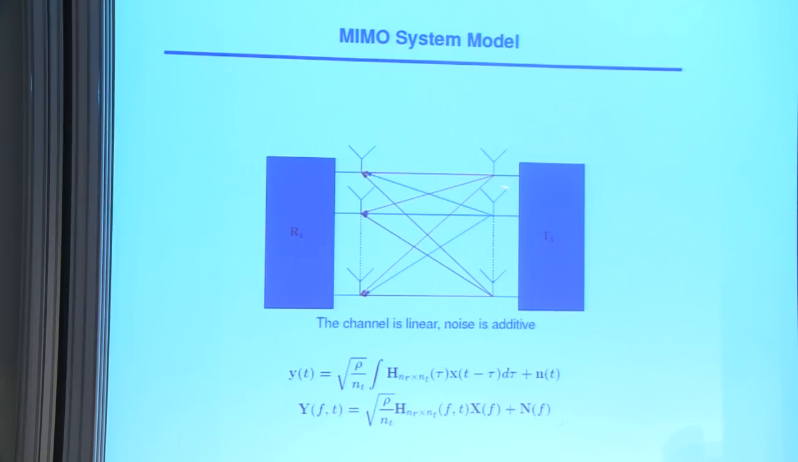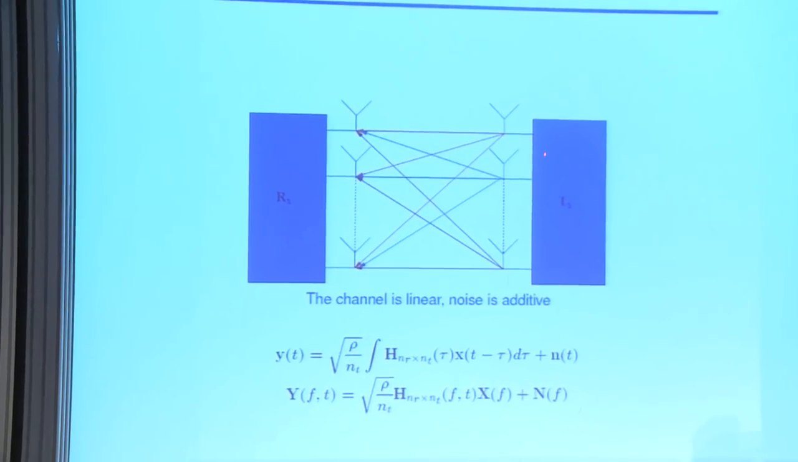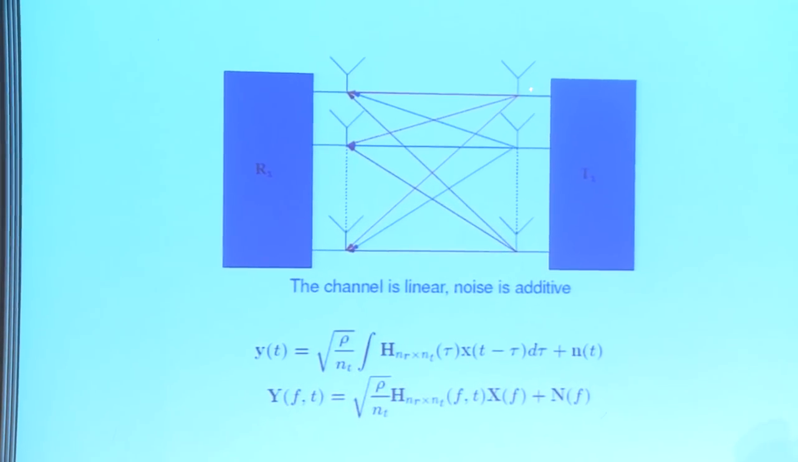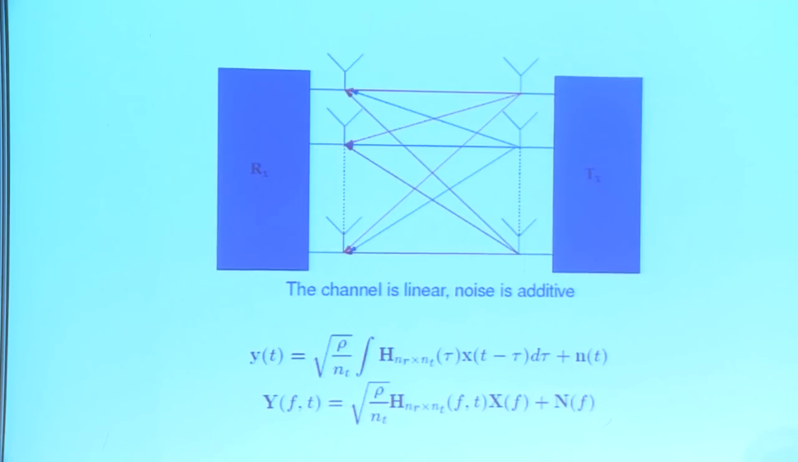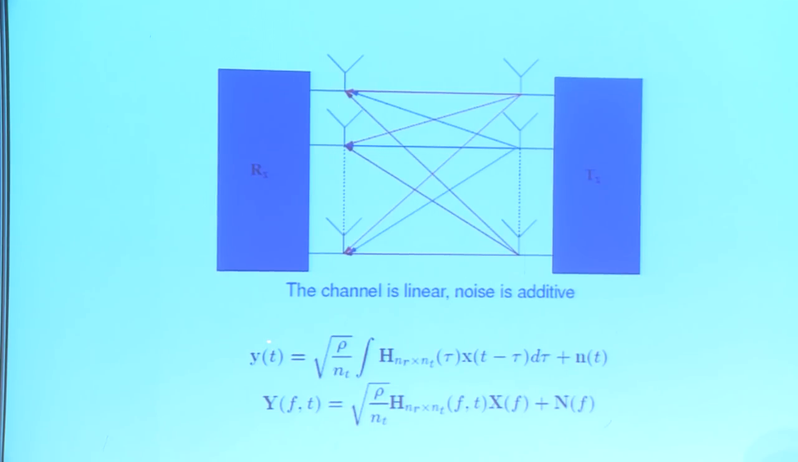So this is typically, for people who are not in the communication realm, a MIMO system, meaning that you have a transmitter with many antennas, transmitting towards a receiver with many antennas. The input-output relation is exactly what I showed you before. You have a vector y, which is the convolution of what you transmitted by something called the channel, plus noise.